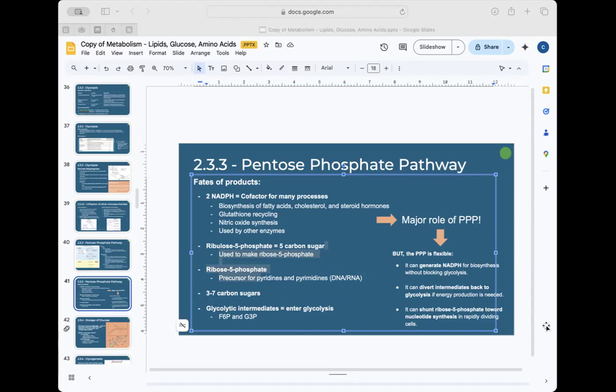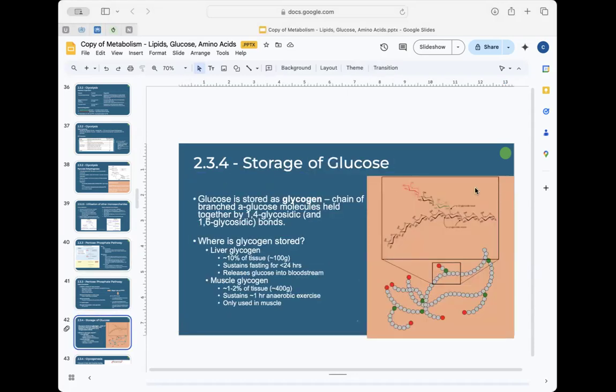Cool. Okie doke. Next up is storage of glucose. So glucose is stored as glycogen, a branched polymer of alpha glucose. In the liver, glycogen helps regulate blood glucose and it lasts for about a day of fasting. Whereas in muscle, it's all about local use during exercise, during energy use, and doesn't get shared into the bloodstream.